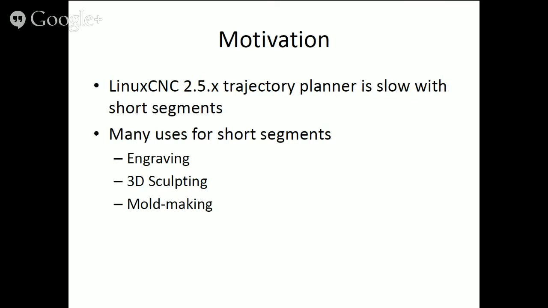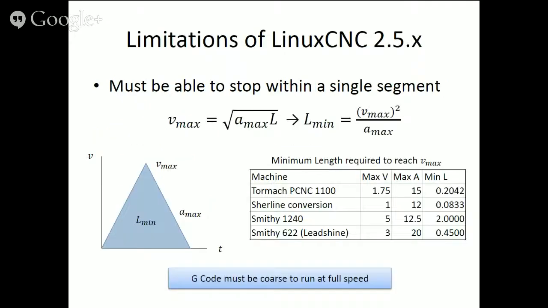All right, so to the topic at hand, why did we want to get into fixing the trajectory planner in the first place? You can pretty much sum it up. The central problem in the LinuxCNC 2.5.3 and so on trajectory planner is that it couldn't handle short segments very well. And the wisdom for a while was, oh, just don't use short segments. You don't really need them. But really, this is a fundamental part of a lot of different things. You've got engraving, sculpting, mold making, things like this. Anywhere you need fine detail and don't want to be machining all day, there's really no way around it.